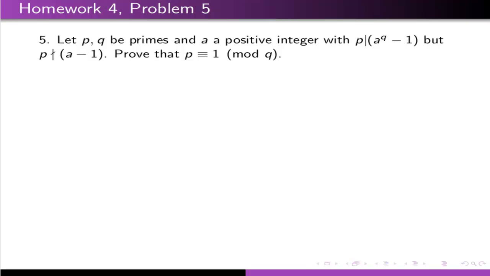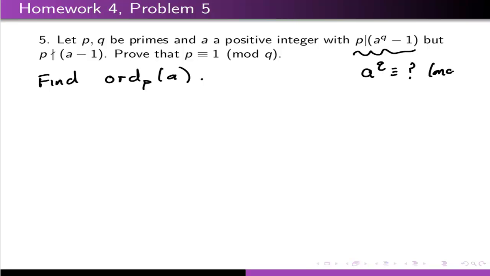Okay, so what type of hints should I give you here? Let's just look for the order of a mod p. That may be enough. So what could it possibly equal? So this, turn that into a congruence. Mod what? That gives you some information about the order.